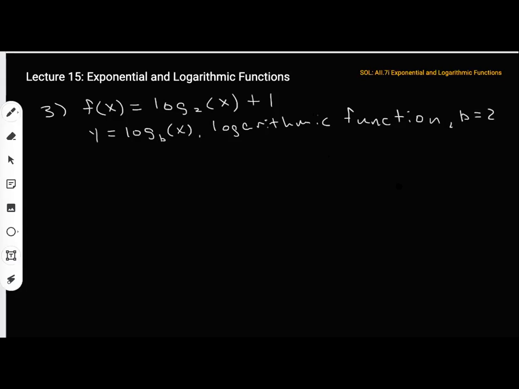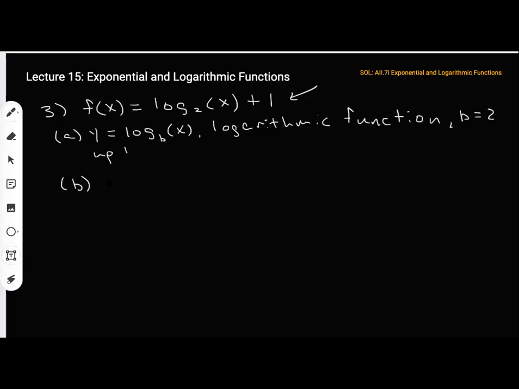Okay. Is there any transformation? Yes. What does this plus 1 do? Do you remember? If I add 1 to every y value, what happens? It goes up, right? So if we add 1 to the end, that means it's going to go up 1 for all ordered pairs. Okay, so that was part A.